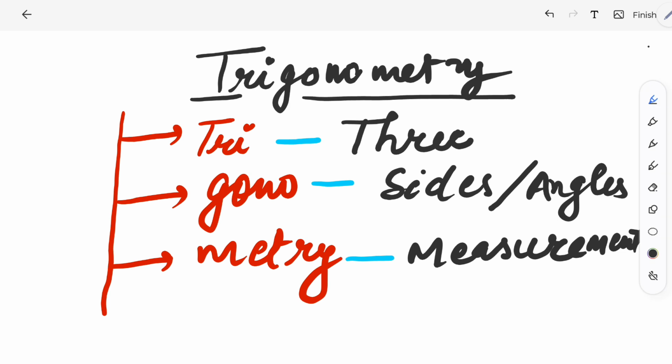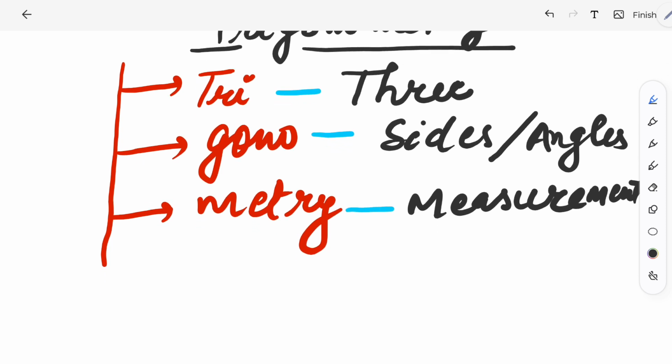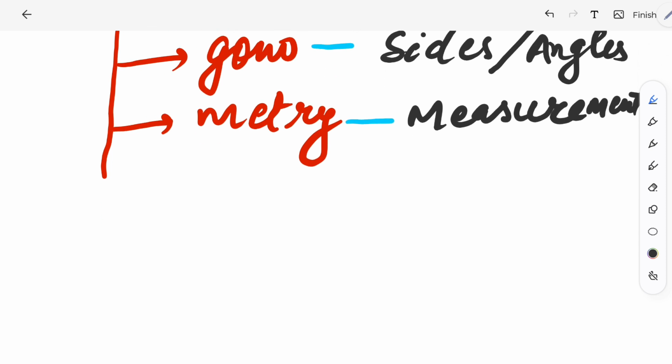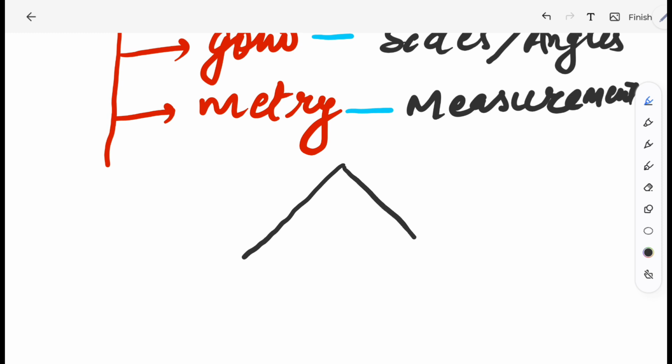So the whole chapter is all about the measurement of three sides or three angles. Now you all know, students, that the figure which has only three sides, what is the name of that figure? Obviously you know that this is a triangle. Let it be ABC.